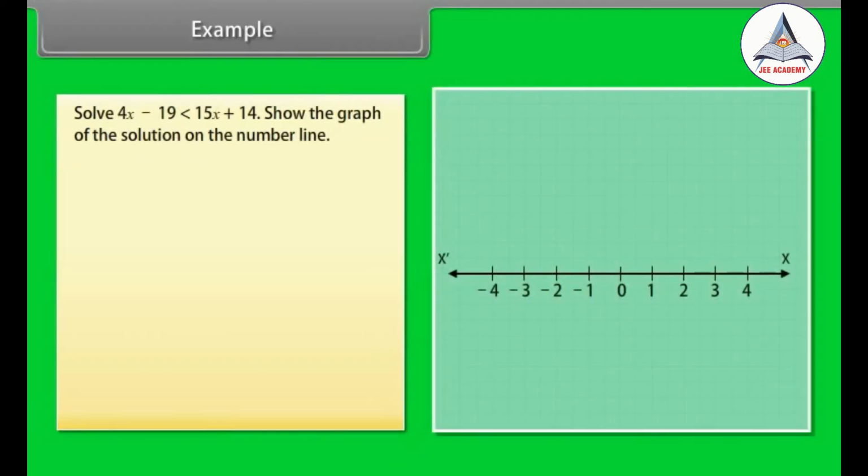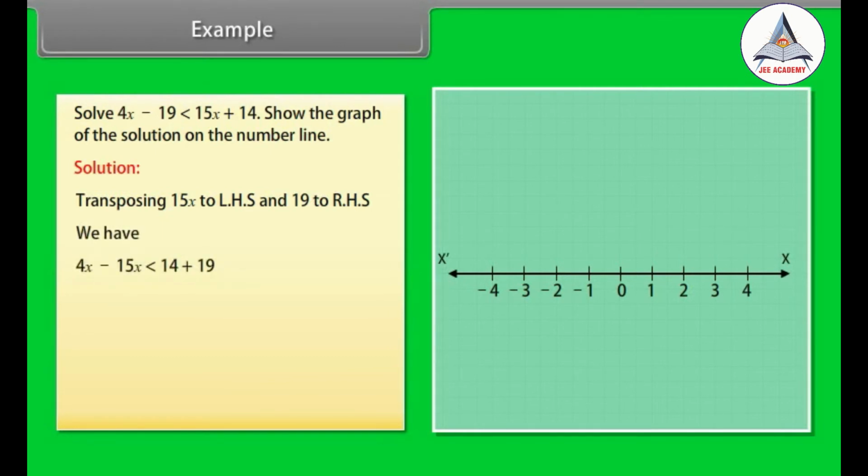Example. Solve 4x minus 19 less than 15x plus 14. Show the graph of the solution on the number line. Solution. Transposing 15x to LHS and 19 to RHS, we have 4x minus 15x is less than 14 plus 19, or minus 11x is less than 33. Minus x is less than 3. x is greater than minus 3. This inequality is shown on a number line. First, we draw an open circle because x is not equal to minus 3 and an arrow to the right because we want values greater than minus 3.